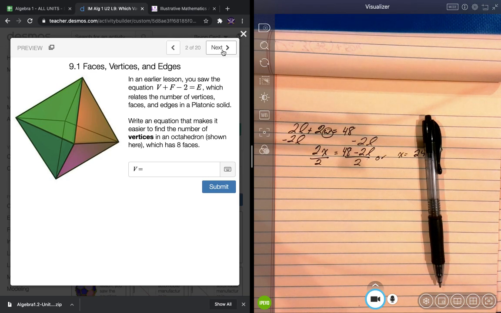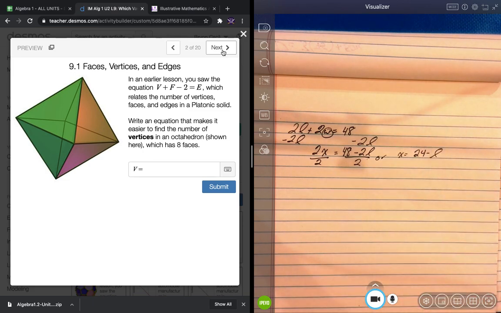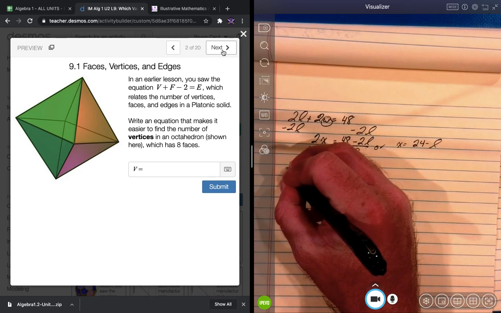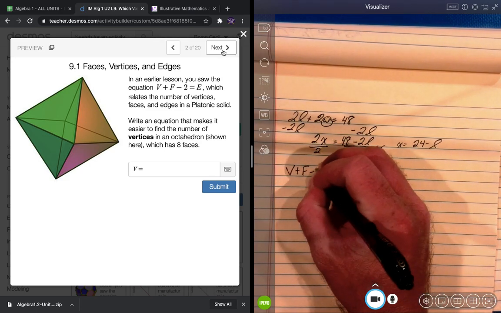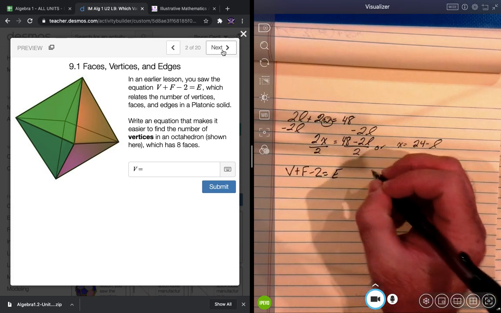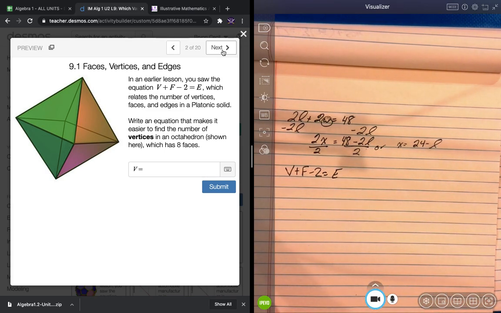Now, in this earlier lesson, you saw we looked at these, and it's V plus F minus 2 equals E, which relates the number of vertices, faces, and edges in a Platonic solid. Write the equation that makes it easier to find the number of vertices in an octahedron shown here, which has 8 faces. So if we know, guys, this is our equation, V plus F minus 2 equals E.